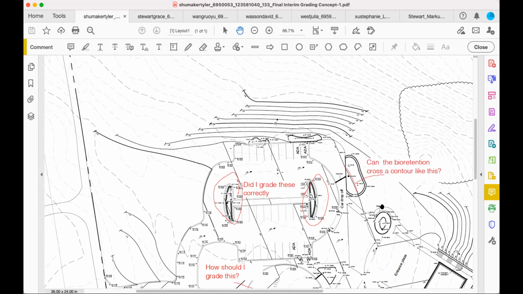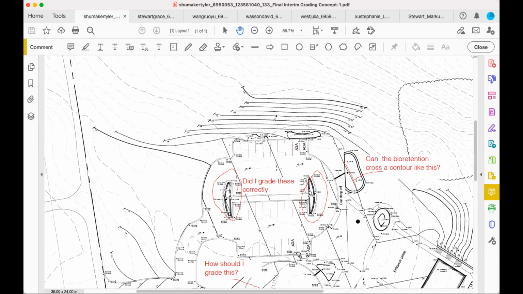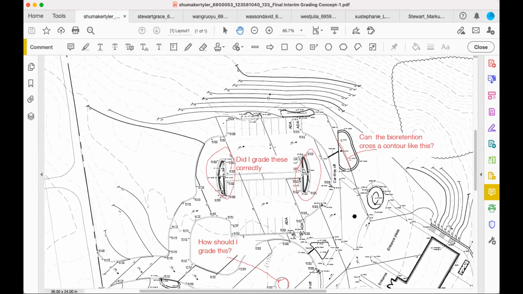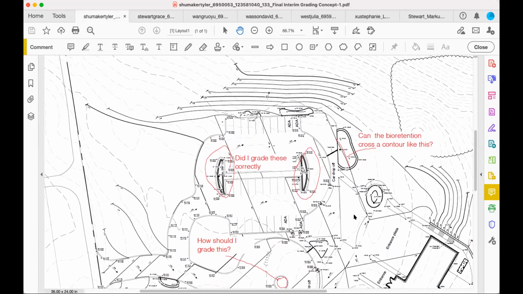So, can the bioretention cross a contour like that? Nope. It needs to be wrapped around. Like, right. Oh, hang on. Where's my annotation? Wait, can I annotate? Oh, yeah, there it is. So it should be like over here, like that.